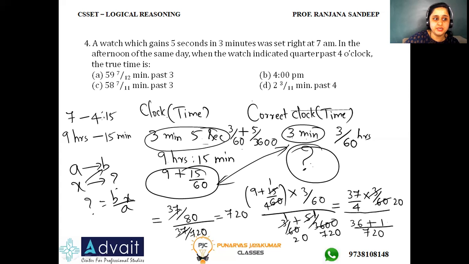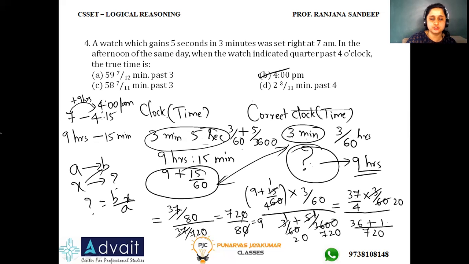So it is 720 divided by 80. Tell me what is 720 by 80? It is 9. So this question mark refers to 9 hours. So the actual duration is 9 hours. So that means from 7 to 7 plus 9 hours. 7 plus 9 hours gives 4 p.m. So option B is the correct solution. So 4 p.m.